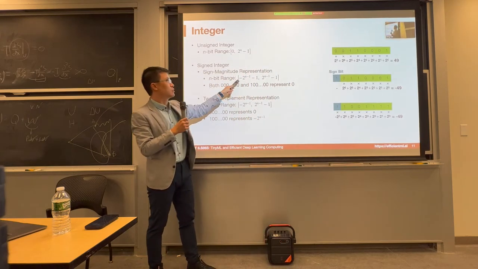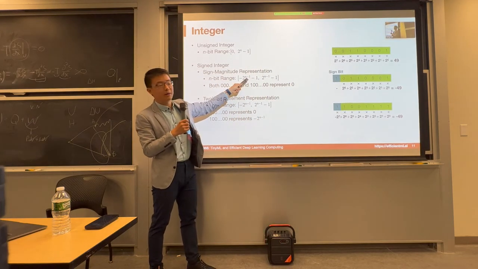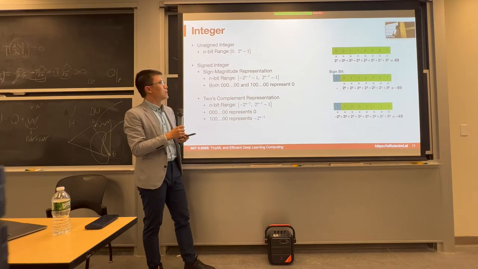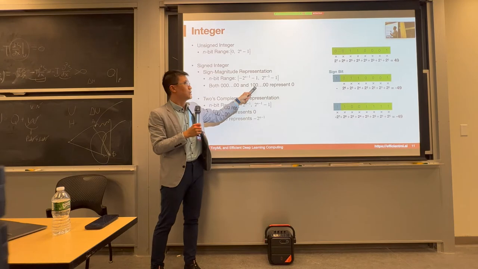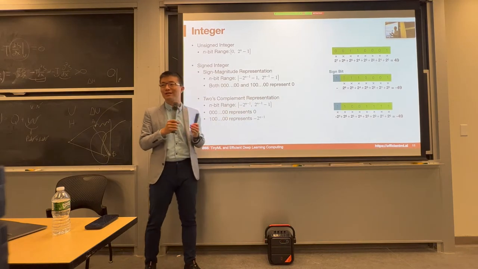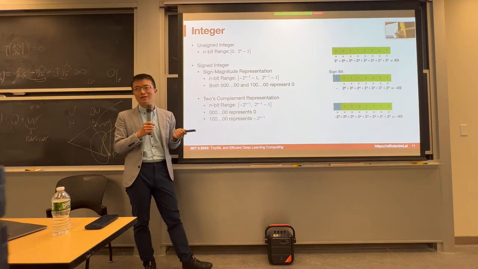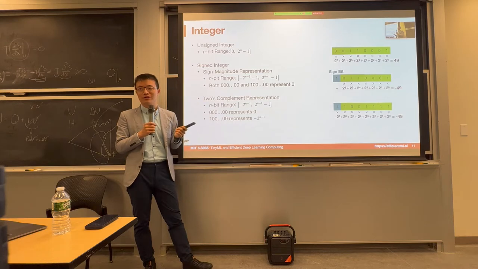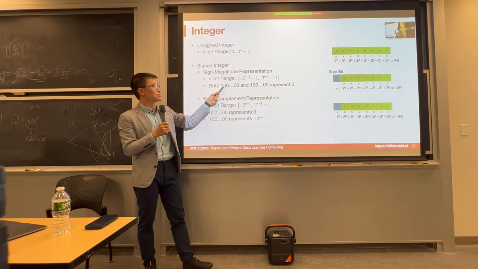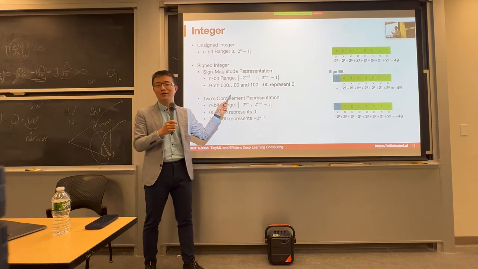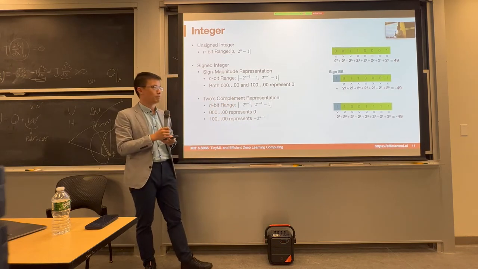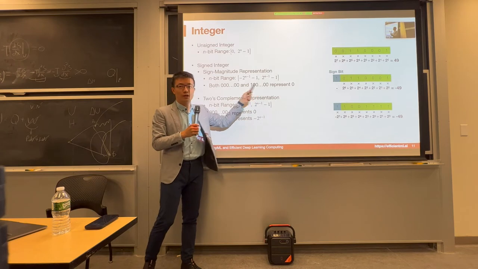So that's why it's minus 2 to the power of minus 1. Okay. So both all zeros and all ones represent 0. So we are actually wasting one slot for 0. This is the sign bit. No matter if it's positive or negative, as long as the magnitude is 0, it's 0. So we wasted one. And how can we avoid such waste?